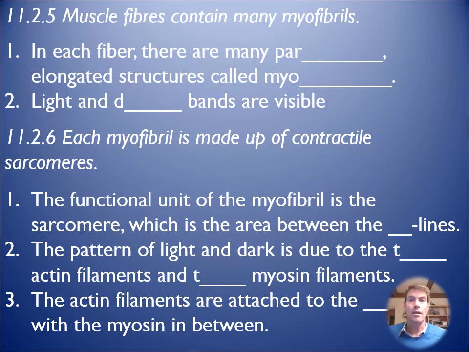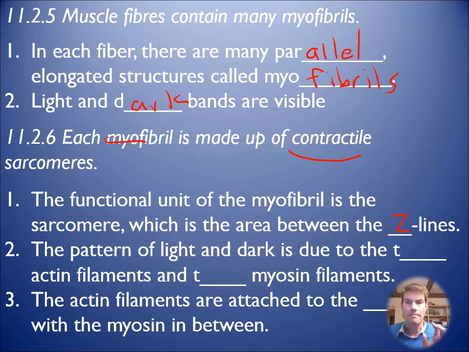So there are many parallel elongated structures called myofibrils in the muscles, and light and dark bands are visible under the microscope. The myofibrils have these contractile sarcomeres, and a sarcomere is the area between the Z lines. The darker and lighter areas are due to the fact that the actin is very thin, and the myosin is, what's the opposite of thin?